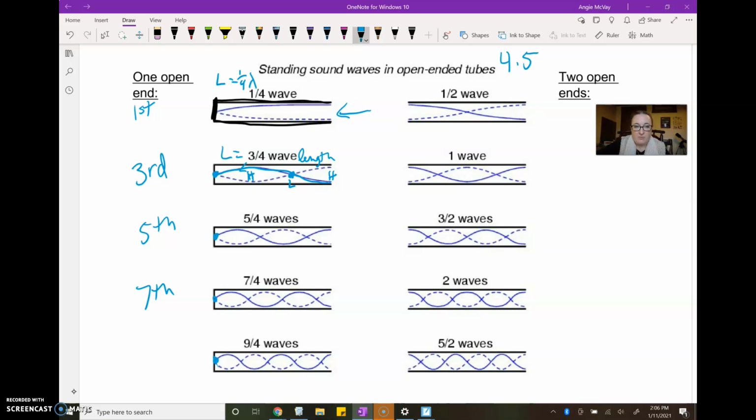The pipes with one open end resonate only in odd harmonics. Okay, so that's something that you're going to have to memorize. There will be problems. The IBO does this where they say, okay, so you've got a pipe with one open end. Find the wavelength. It'll give you this diagram. It'll tell you the length of the pipe.